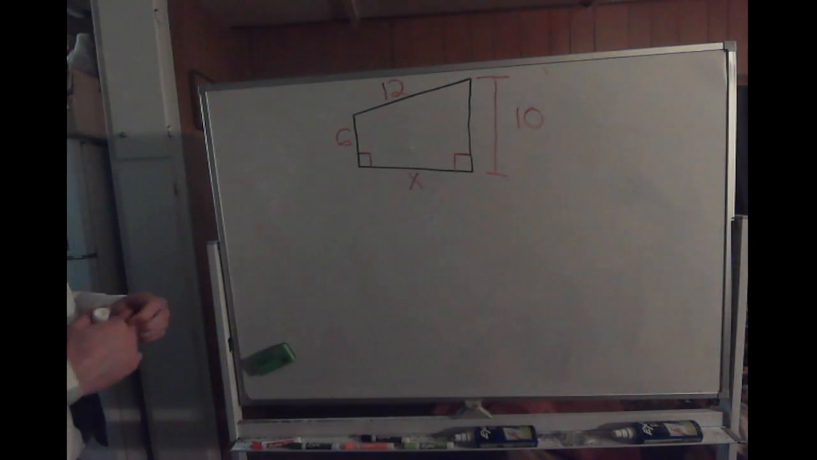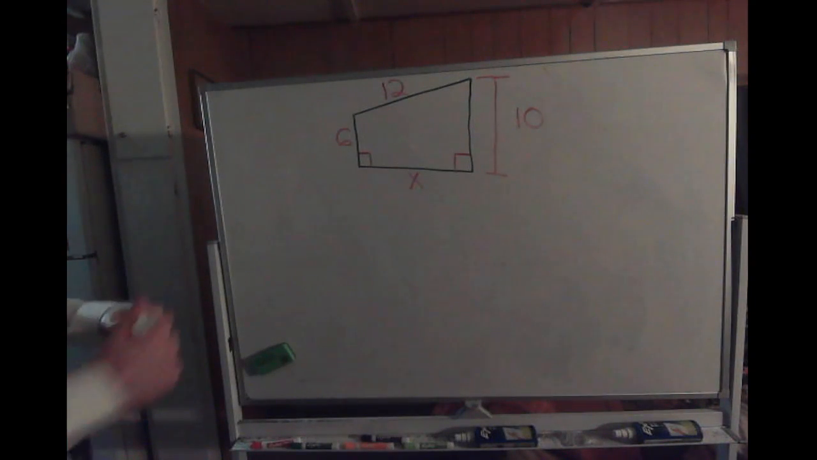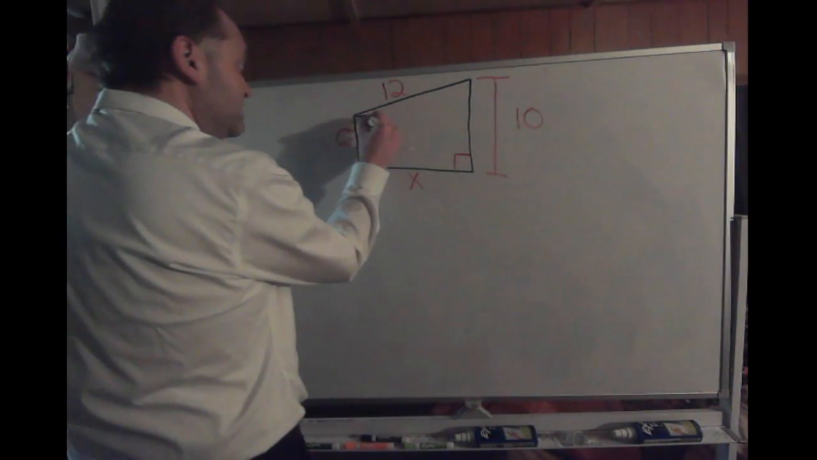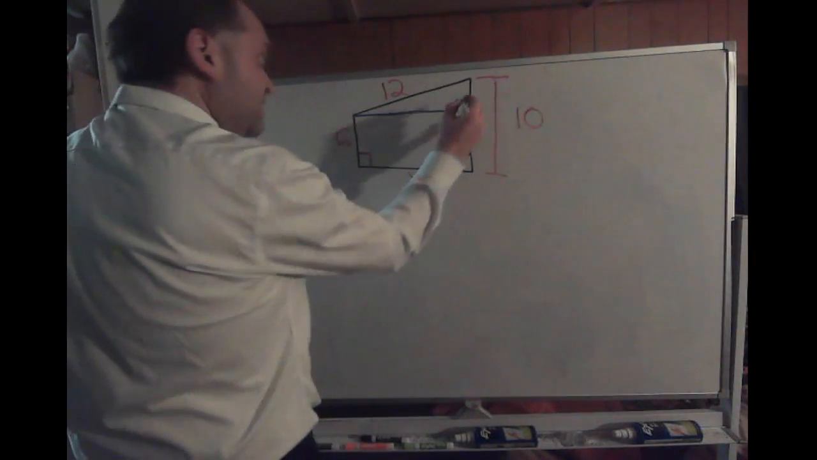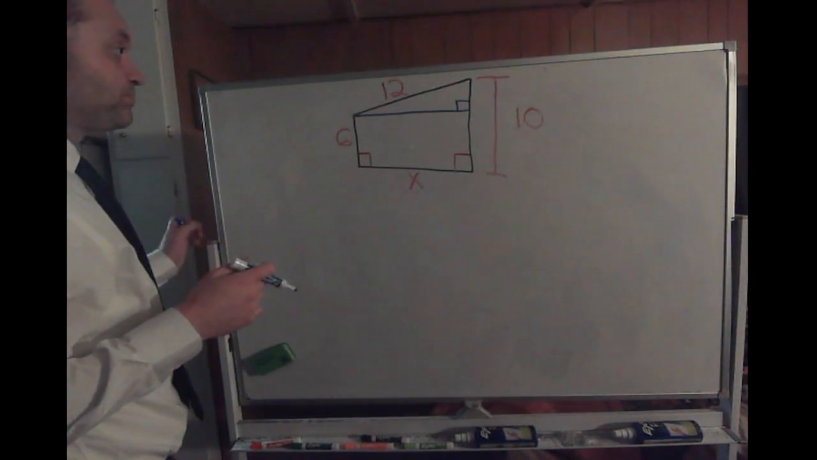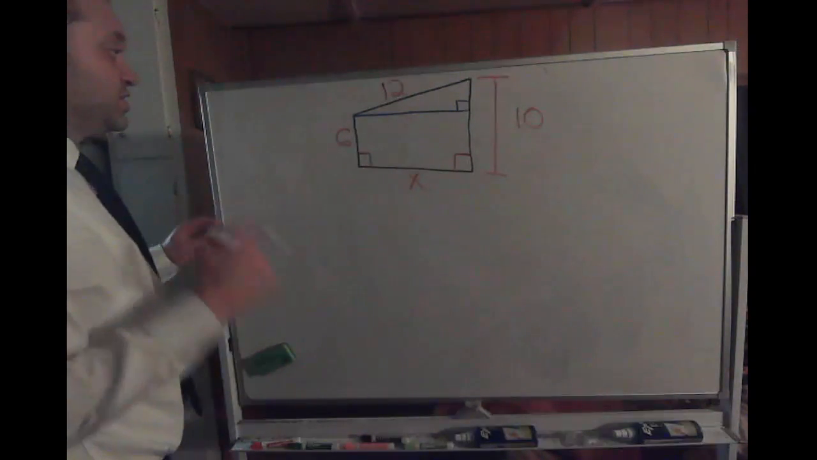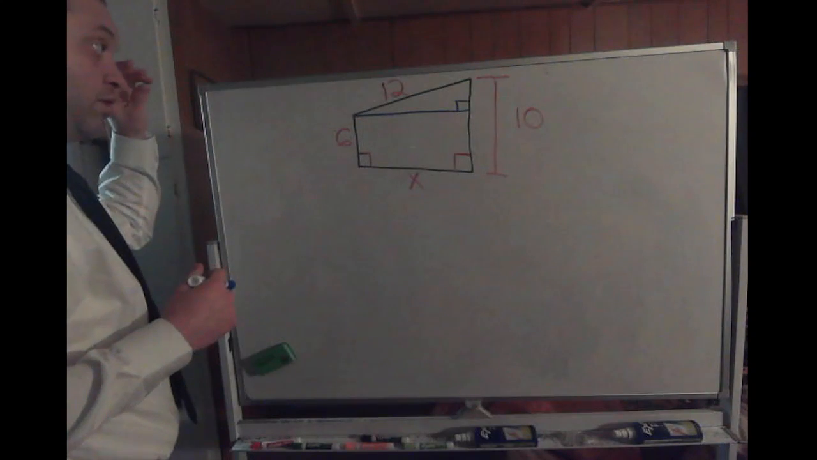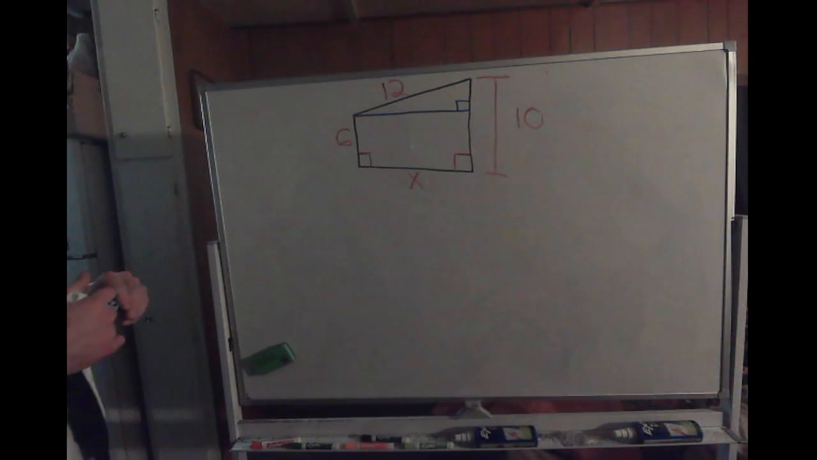Well, remember auxiliary lines. If you use auxiliary lines, you can draw an altitude from this side to this side and form yourself yet another right triangle. You can totally do that. So, how are we going to solve for x then?